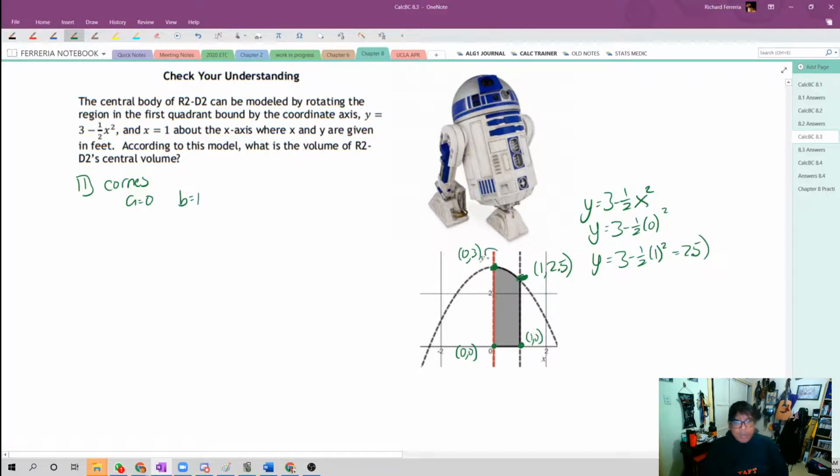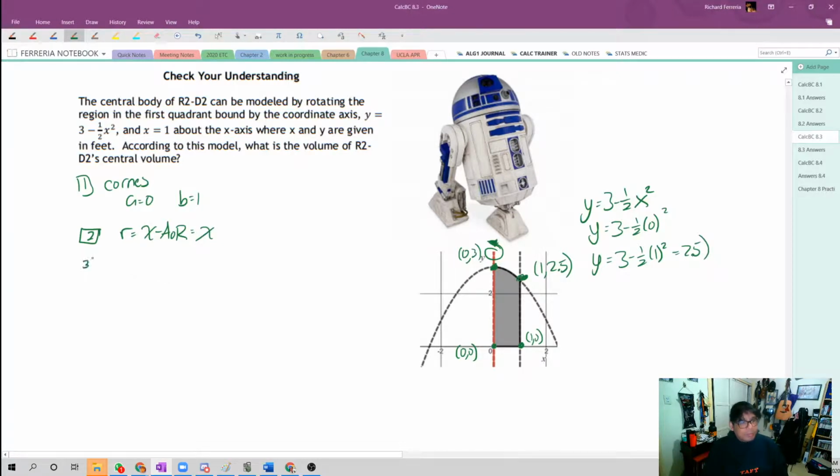Remember, we're rotating around a vertical axis, which means in the cylindrical shell world, everything is in terms of x. Great. Number 2, what about the radius? Okay, so in terms of this, it looks like the axis of rotation is on the left side of the region. So the radius is going to be x minus the axis of rotation, which is just equal to x.